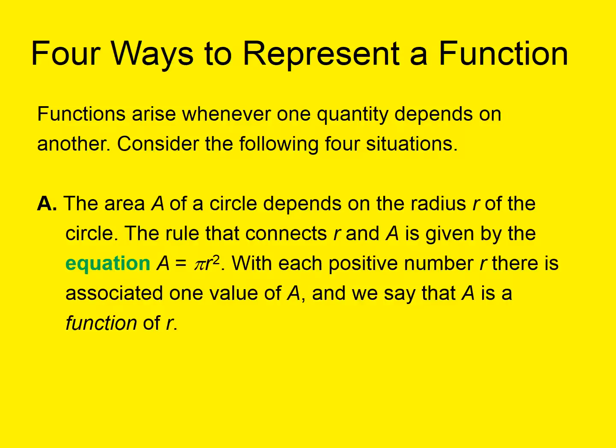The area A of a circle depends on the radius r of the circle. Right? Increase the radius, you increase the area. You decrease the radius, you decrease the area. The rule that connects r and A is given by the equation A equals pi r squared. With each positive number r, there is associated one value of A, and we say that A is a function of r.